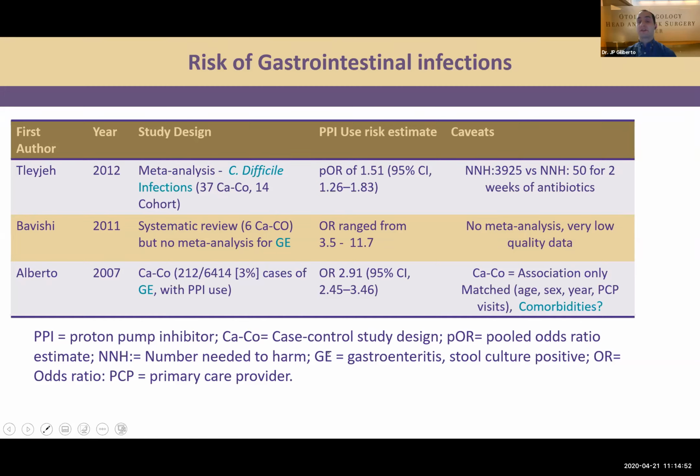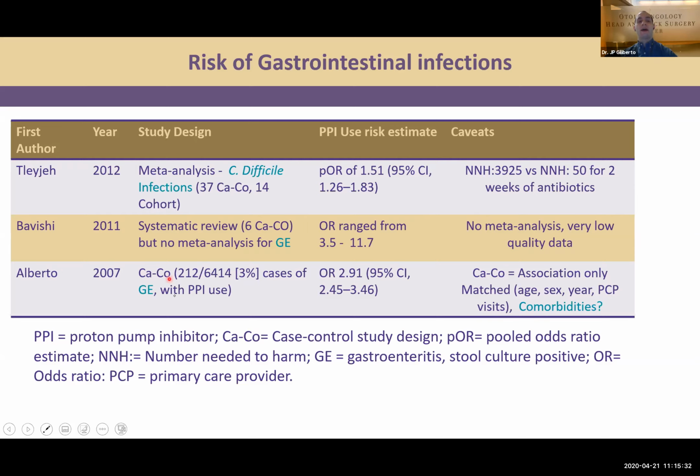For gastrointestinal infections, there seems to be some pretty clear data that there is a risk associated with it, particularly C. difficile infections. There are a number of case control studies as well as cohort studies that have been pooled together in a meta-analysis, which showed a pooled odds ratio of 1.51. But it's important to put that risk in perspective when we're talking about the number needed to harm for this study. It was almost 4,000, as opposed to the number needed to harm for 2 weeks of antibiotics for C. diff, which is about 50.